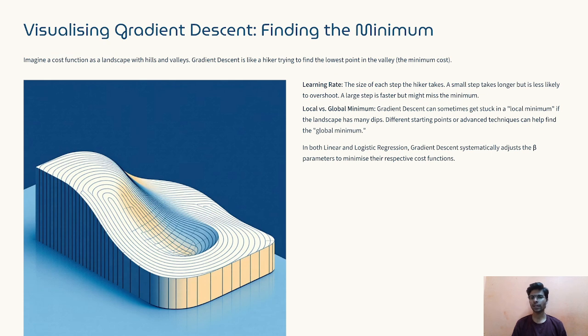In both linear and logistic regression, gradient descent systematically adjusts the beta parameters to minimize their respective cost functions.